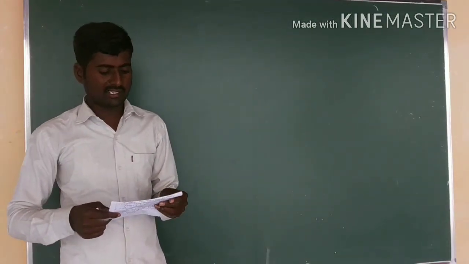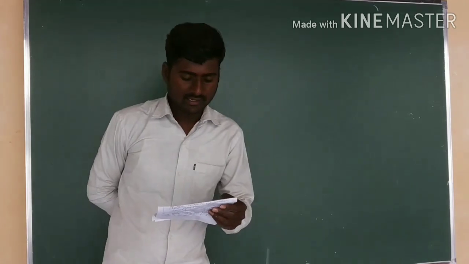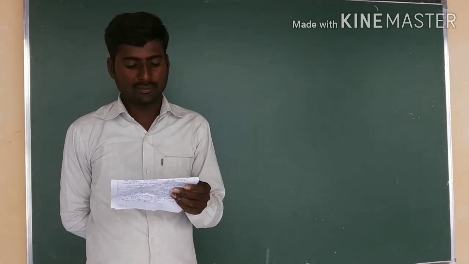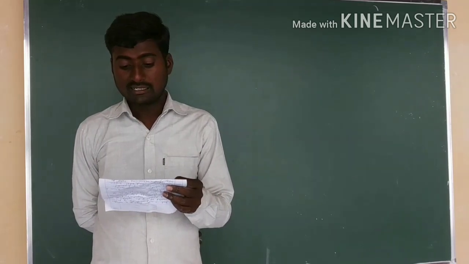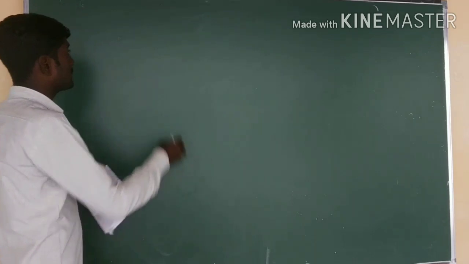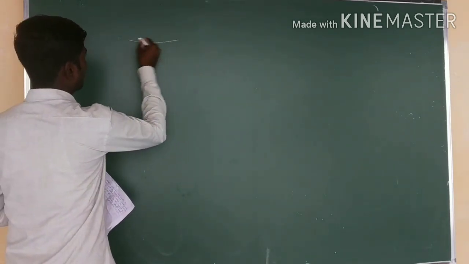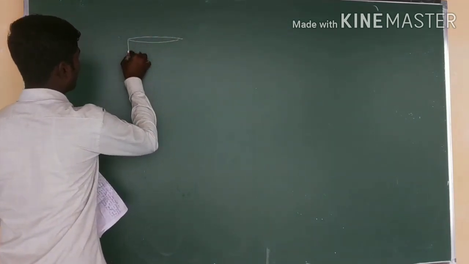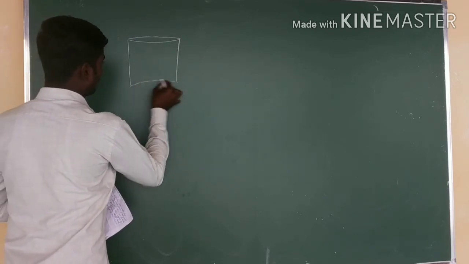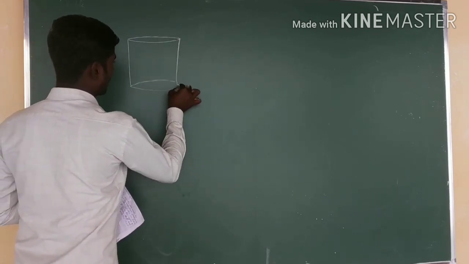Now let us see the last question in this exercise. A wooden article was made by scooping out a hemisphere from each end of a solid cylinder. So initially there was a cylinder. It is a solid cylinder. From this solid cylinder, we are going to form an article.